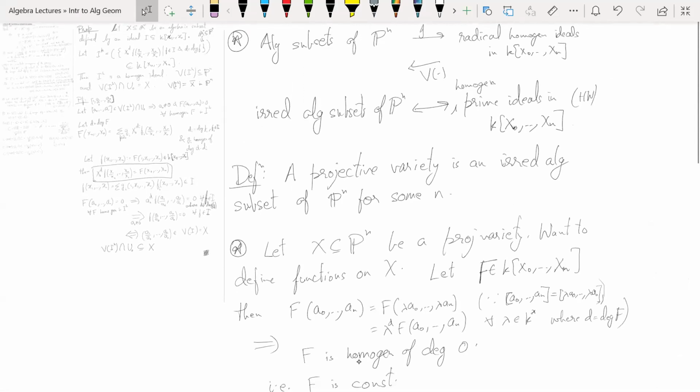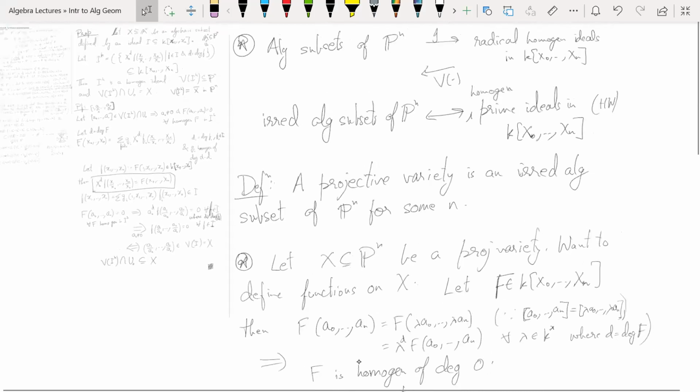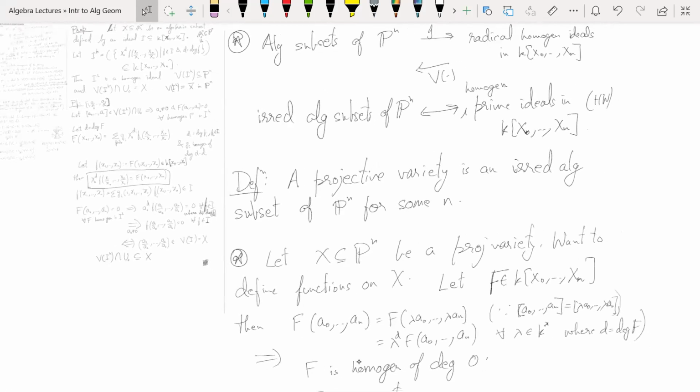So we have this correspondence, like in the affine case: algebraic subsets of Pn correspond to, if we write down the ideal of definition of X, we saw last time that we get a radical ideal. So I of X is radical. That was the Hilbert Nullstellensatz. And of course, given a radical homogeneous ideal in K[x0,...,xn], you will get some algebraic subset. In fact, given any homogeneous ideal, you will get an algebraic subset. So there is a correspondence between radical homogeneous ideals and algebraic subsets of Pn.